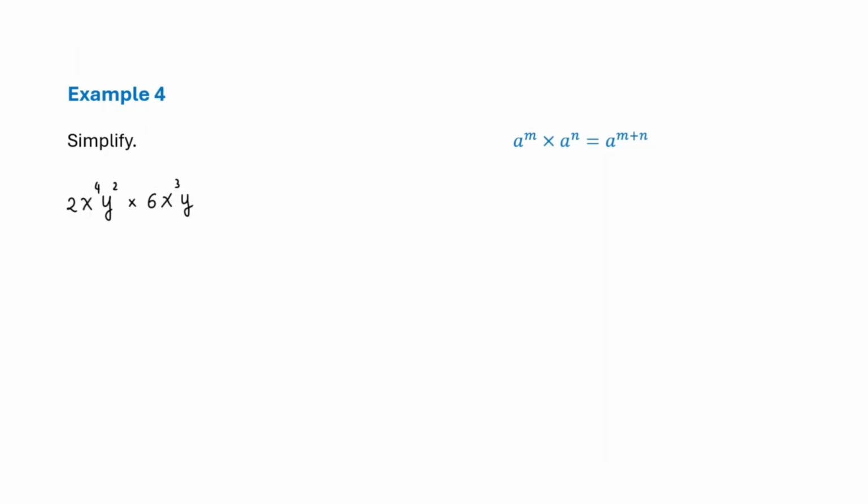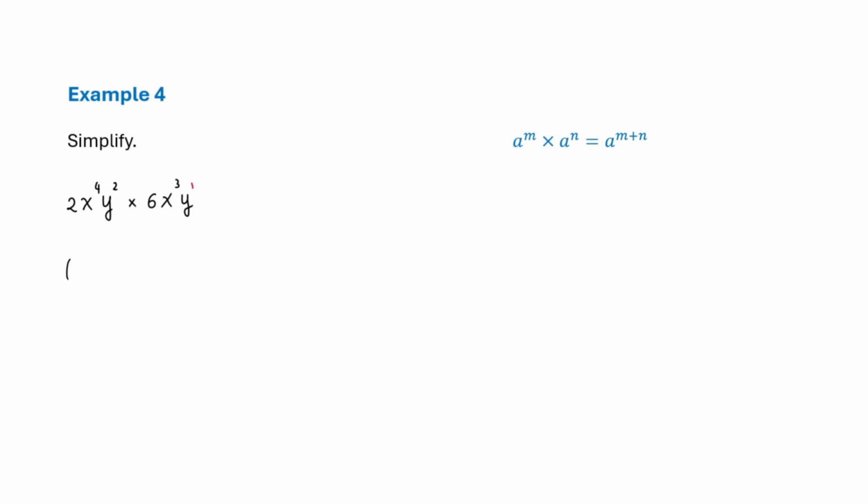Now let's look at example 4. Simplify 2x to the power of 4y squared multiplied by 6x cubed y. We're multiplying powers with the same base, so we'll use the product rule. Before we continue, notice that the y in the second term doesn't have an exponent. Whenever a variable doesn't have an exponent written, its exponent is 1.